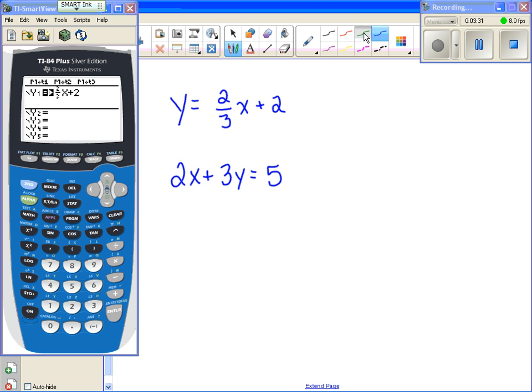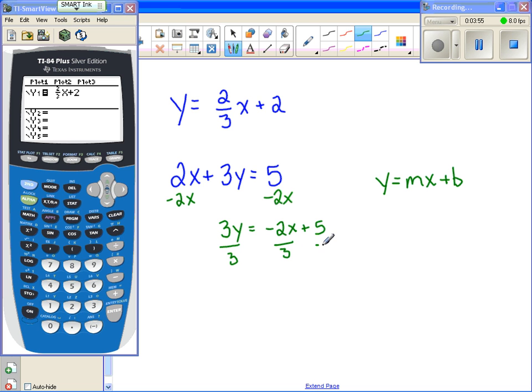So what I'm going to need to do first, if I want to use my calculator, is subtract 2x from both sides, and I'm going to go ahead and put it into slope-intercept form. So I get -2x plus 5. I'm going to put the x term first. I'm trying to get it to look like y equals mx plus b. So next I'm going to divide each side by 3. So I'll do that on both parts. So we get y equals -2/3 x plus 5/3.